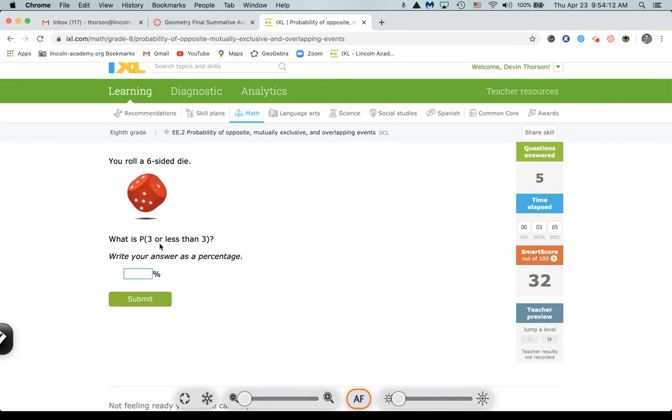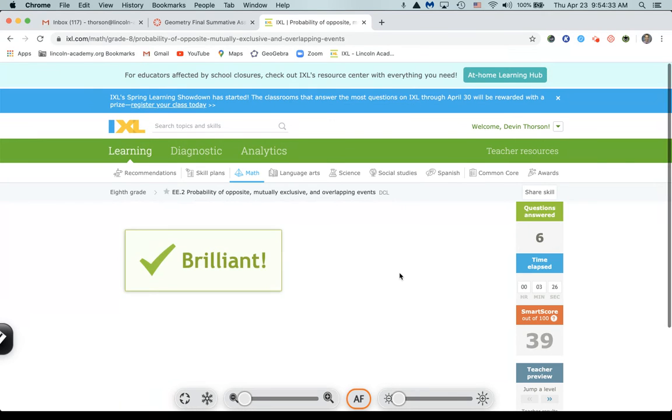We want 3 or less than 3. Well, there's only 2 numbers that are less than 3. That's 1 and 2. Plus there's 3. So I'm going to be very careful here. There's the 1 and the 2, and then there's the 3. Again, there's 3 possible outcomes out of the 6. So again, that's going to be 50% because there's 3 possible successes.